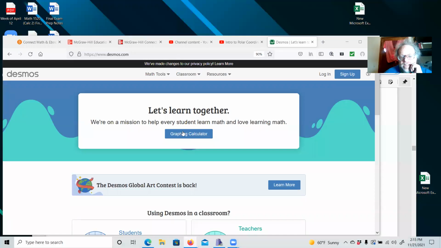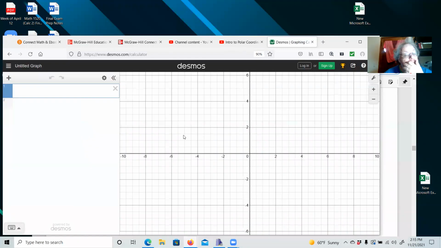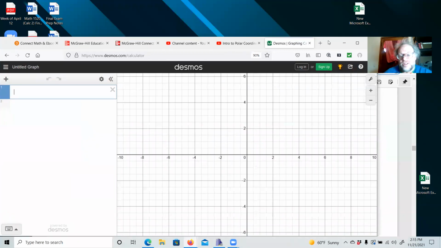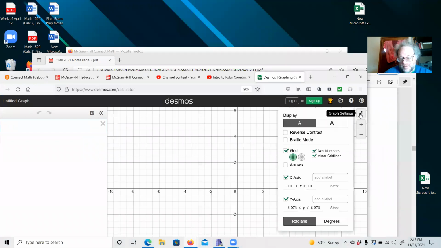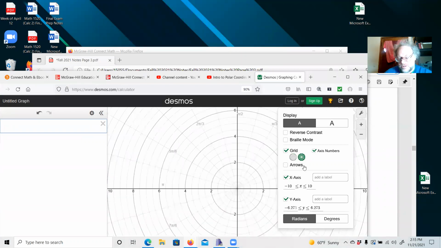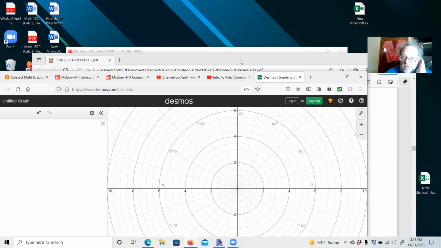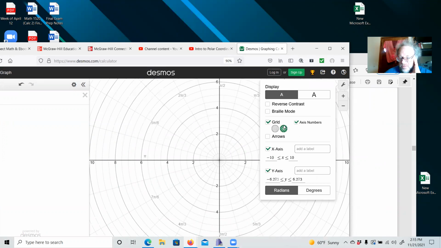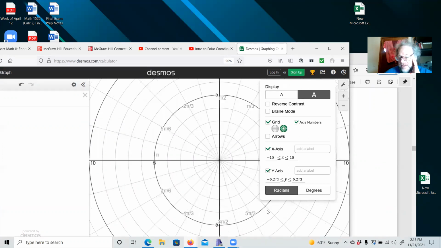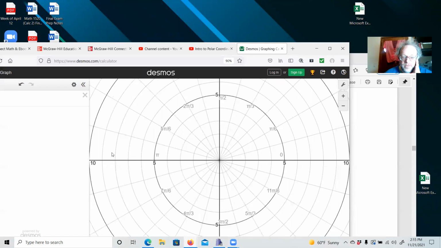Back to our old friend Desmos here. We'll go to our graphing calculator. Now you have to use r and theta with this. You can't use any other symbols. Instead of a grid, we're going to do polar coordinates, please. With the wrench, you hit the grid. I'm going to go ahead and make it bold. Okay, then we're good.